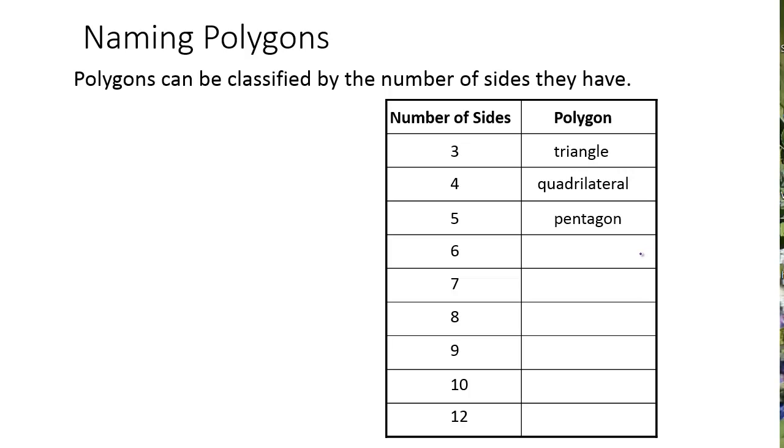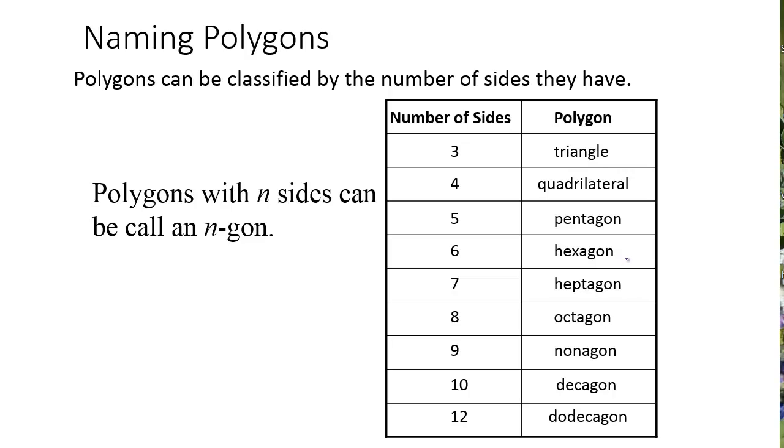A 5-sided polygon is a pentagon. A polygon with 6 sides is a hexagon. A 7-sided polygon is a heptagon. An 8-sided polygon is an octagon. A polygon with 9 sides is a nonagon. Decagon for a 10-sided polygon. And a dodecagon for a 12-sided polygon.